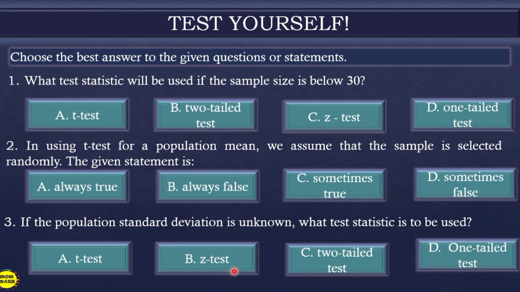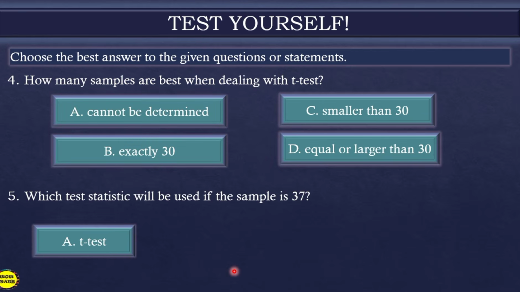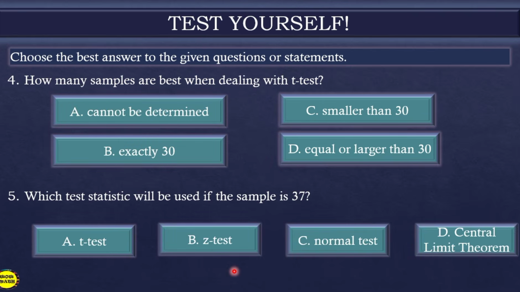Okay, so for number 1, the answer is letter A, t-test. Number 2, letter A also, always true. Number 3, letter A also, t-test. Okay, next. Number 4 and number 5. Okay, for number 4, the answer is letter C. And for number 5, the answer is letter B. Okay.